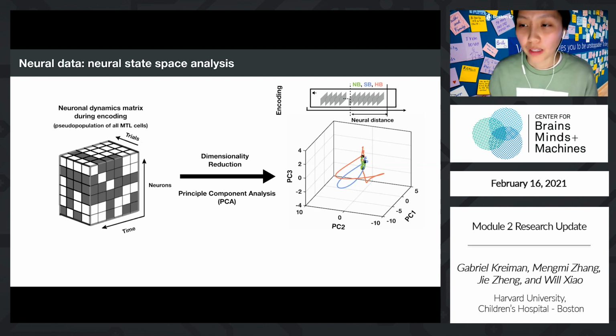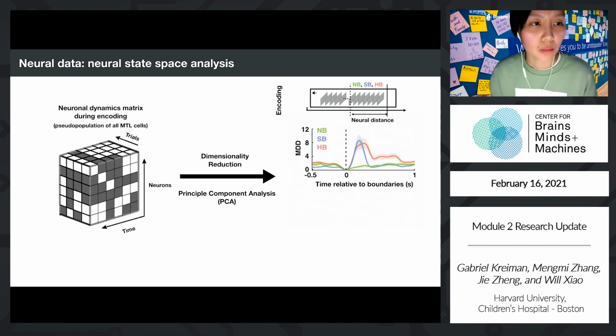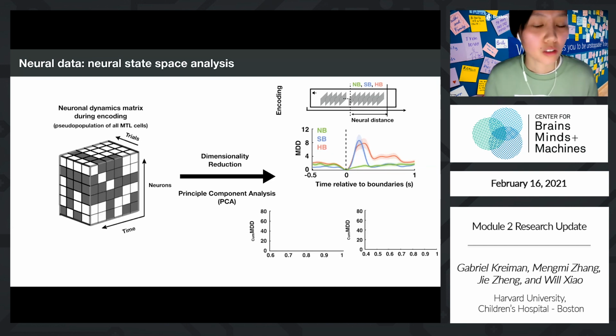We further quantify this neural state shift by computing the neural distance, or what we call the multi-dimensional distance, as the Euclidean distance between any time point and the boundary. We can convert this 3D plot into this 2D diagram, and we consistently see this neural state shift in both the soft boundary and hard boundary conditions, which are the bumps here in both the blue and red curves. And we further look at whether this neural state shift is correlated with our subjects' memory performance as well.